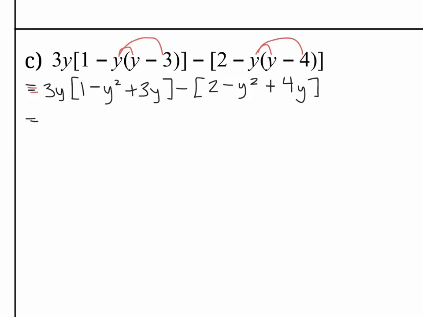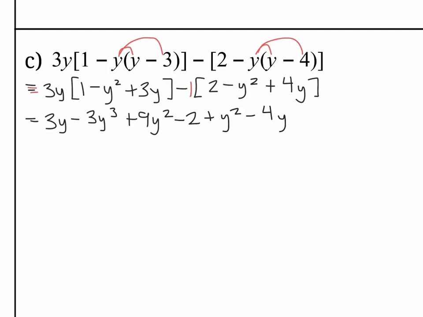Okay, now we can distribute these monomials on the outside because there's nothing left to do inside these brackets. So we're going to multiply 3y times 1, and we're going to get 3y. Next, we're going to do 3y times negative y squared. That's going to be negative 3y cubed. And then we have 3y times 3y is going to be positive 9y squared. Okay, our next monomial, we have, of course, this lovely negative 1. And we're going to multiply that negative 1 by everything in the bracket. We've got negative 2 plus y squared, because negative 1 times negative is positive, minus 4y.